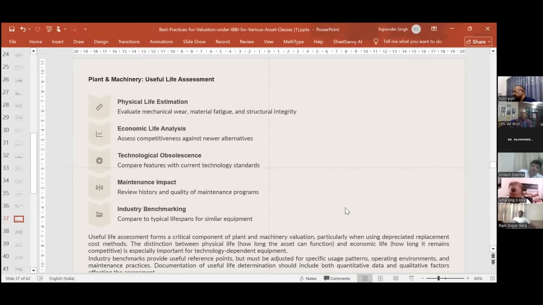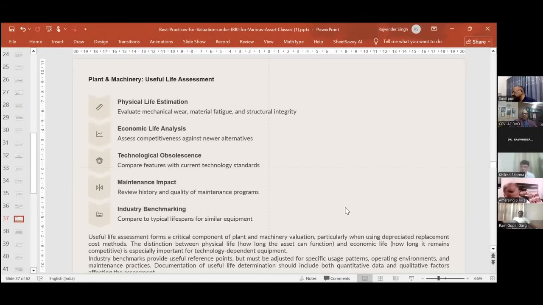So useful life assessment forms a critical component of plant and machinery valuation, particularly when using depreciated replacement cost methods. The distinction is that physical life means how long the asset can function, and economic life is how long it can remain competitive, means it will be viable to use that equipment. That is economic life, which is especially important for technology-dependent equipment.